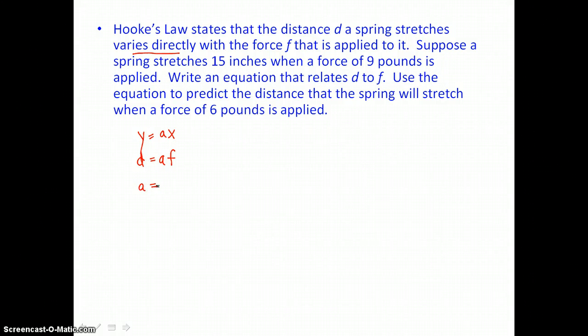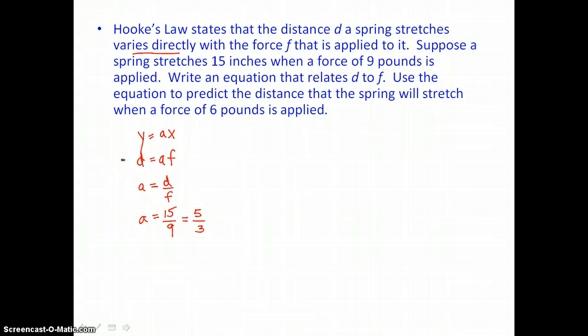And to do that, we want to use the values that they give us. They say that when the spring stretches 15 inches, so in for d we can substitute 15, a force of 9 pounds is applied. So we'll substitute that in for F and simplify by getting rid of a factor of 3 top and bottom. So our constant of variation simplifies to 5/3.